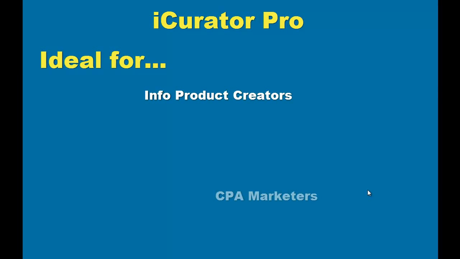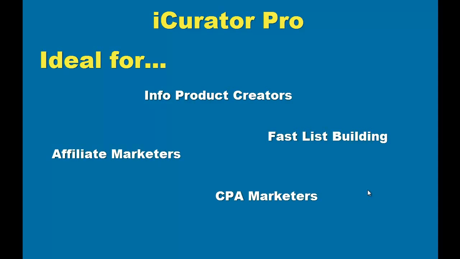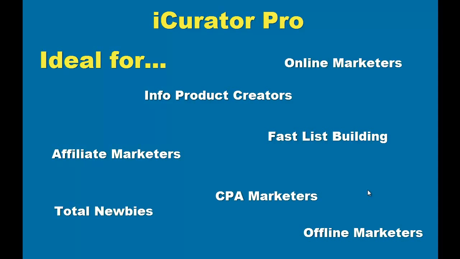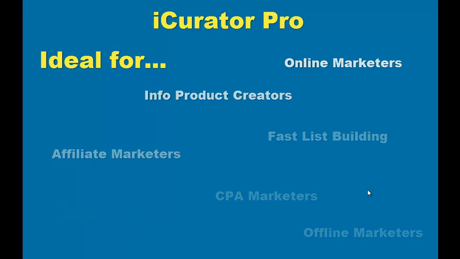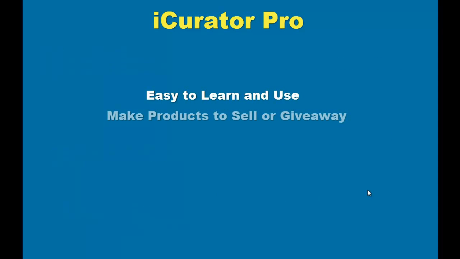Hi and welcome to this video where I'm going to tell you all about a new product called iCurator Pro, and this has to be one of the fastest ways of creating products that you can sell, products that you can give away and use for list building. And some of the features that we have also tie in nicely if you do any sort of affiliate marketing, CPA, all of that kind of stuff.